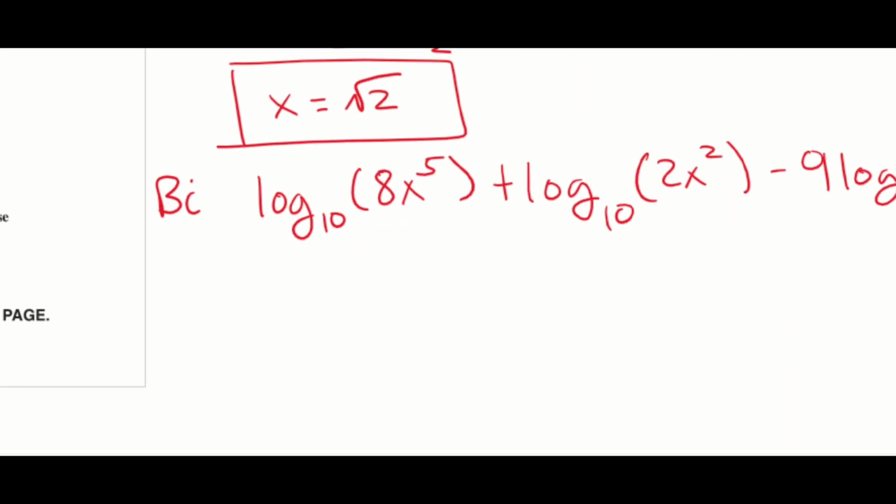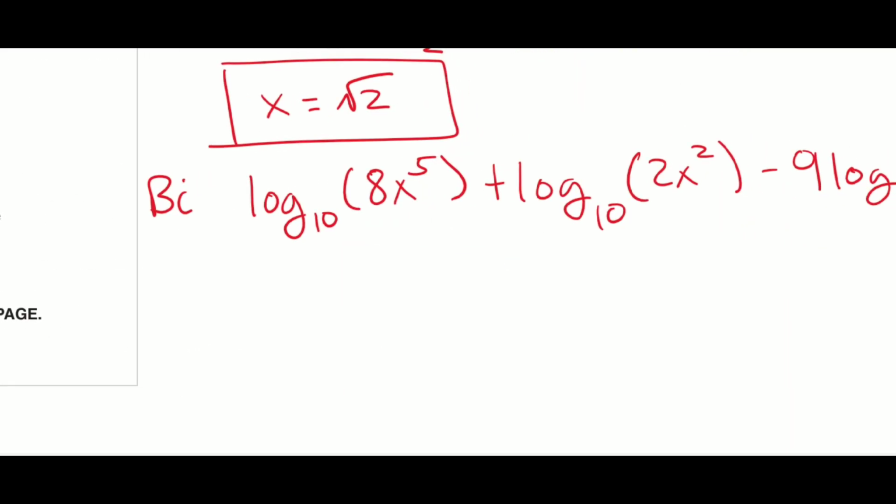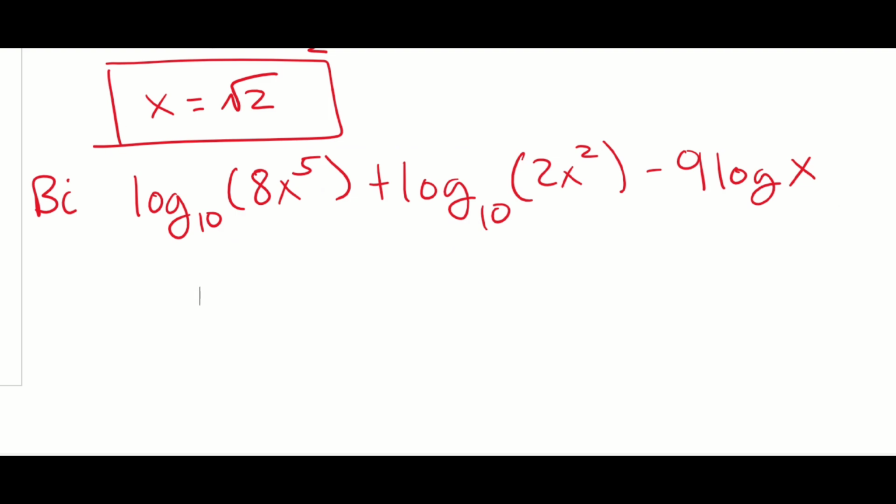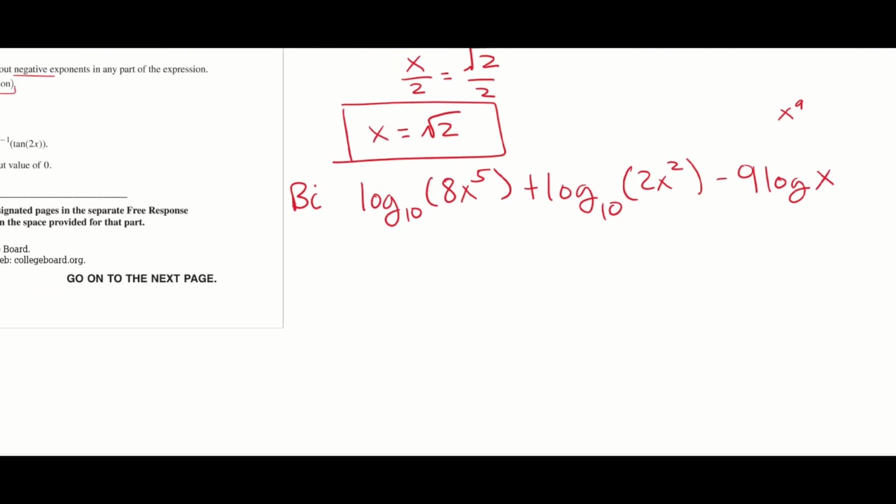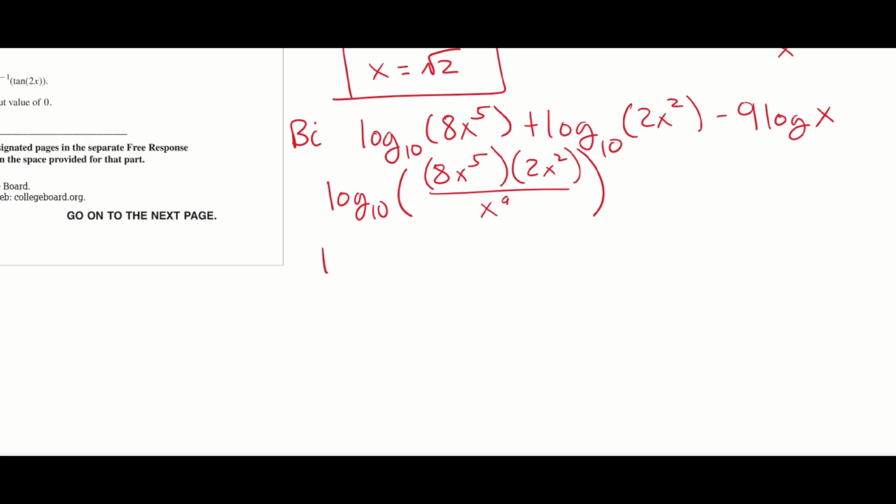When you are adding logs, that's the same thing as multiplying, and when you're subtracting, that is the same thing as dividing. When you have something in front of a log, that is your exponent, so you have to bring it over. So 9 log x would just become x to the power of 9. Let's simplify this. Again, you're multiplying these two since you're adding them, and then you're dividing by x to the 9th since you are subtracting that log. Let's simplify this further.